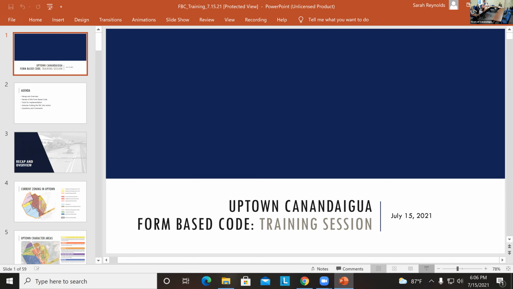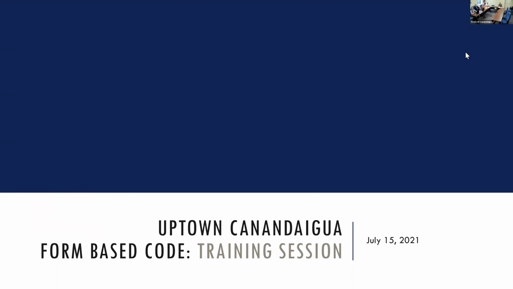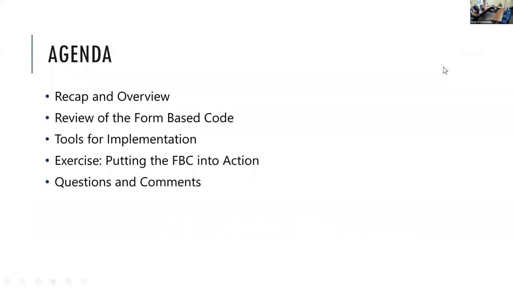So as I just mentioned, today I'm going to give you a quick recap and overview, and then really walk through the elements of the form-based code, talk about the tools that we are putting together that will help you with implementing and reviewing projects that come forward, giving you an example project and how it would work from a process perspective using the form-based code, and then questions and comments. Given this is a fairly small group, I would say comment and question, interject at any time throughout, and we can pause if there's any content that you want to discuss in further detail.